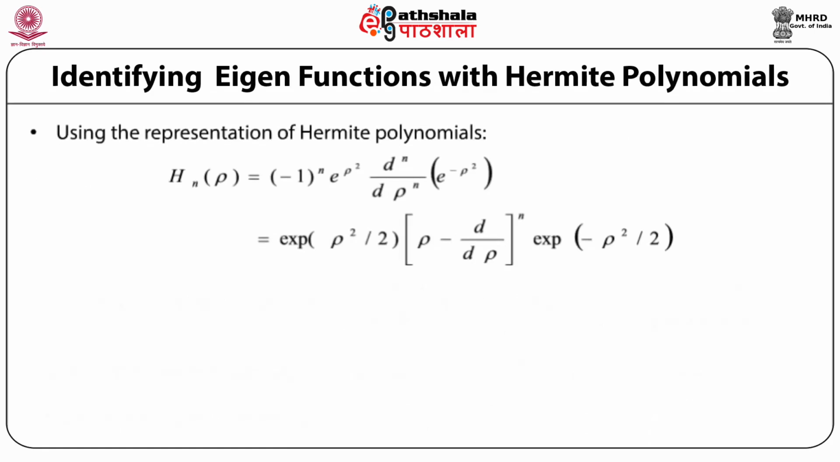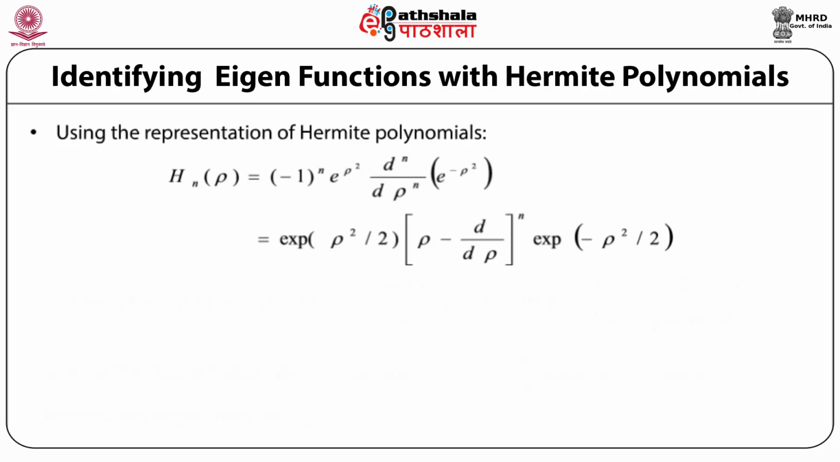Identifying eigenfunctions with Hermite polynomials. Now, we can use the representation of the Hermite polynomials, which is given by Hₙ(ρ) equal to (−1)ⁿ exp(ρ²) times the nth derivative with respect to ρ of exp(−ρ²), and this Hermite polynomial can then be further written as exp(ρ²/2) times (ρ − d/dρ)ⁿ times exp(−ρ²/2).